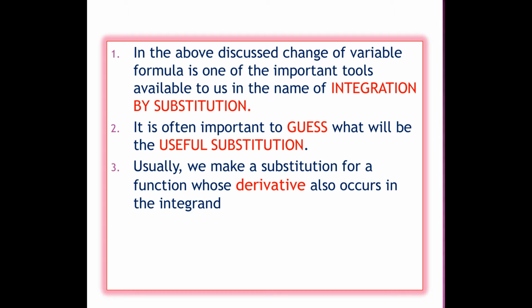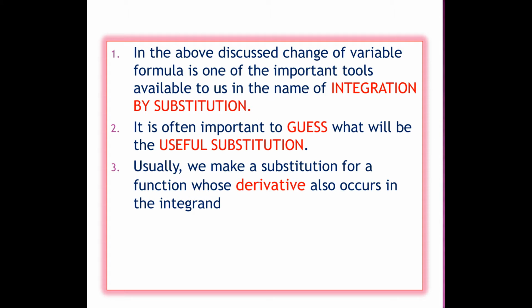Number 1, the above discussed change of variable formula is one of the important tools available to us in the name of integration by substitution. Number 2, it is important to guess what will be the useful substitution. You have to guess what to substitute. Usually we make a substitution for a function whose derivative also occurs in the integrand. That is, we have to choose a function as another variable so that that function's derivative must be present in that integrand.